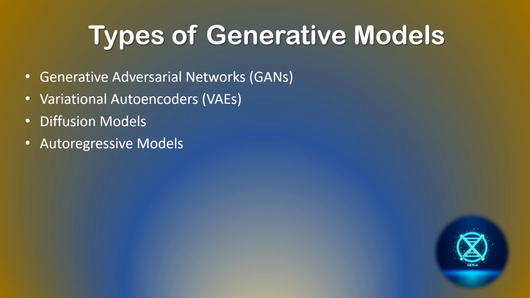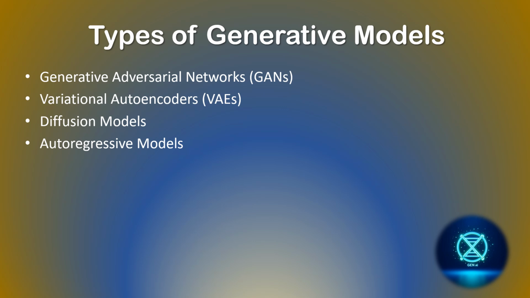Variational autoencoders learn a probabilistic representation of the input data and can generate new data points by sampling from the learned distribution. That is what variational autoencoders are about. Then diffusion models generate data by gradually denoising a random noise signal, refining it into a coherent output. That is the key thing about diffusion models.